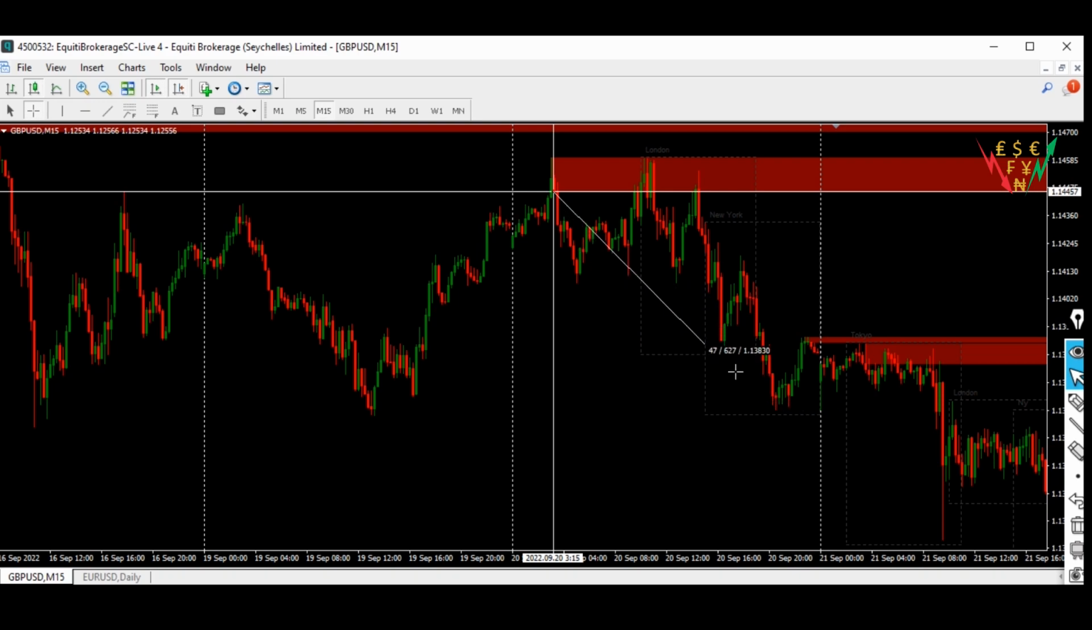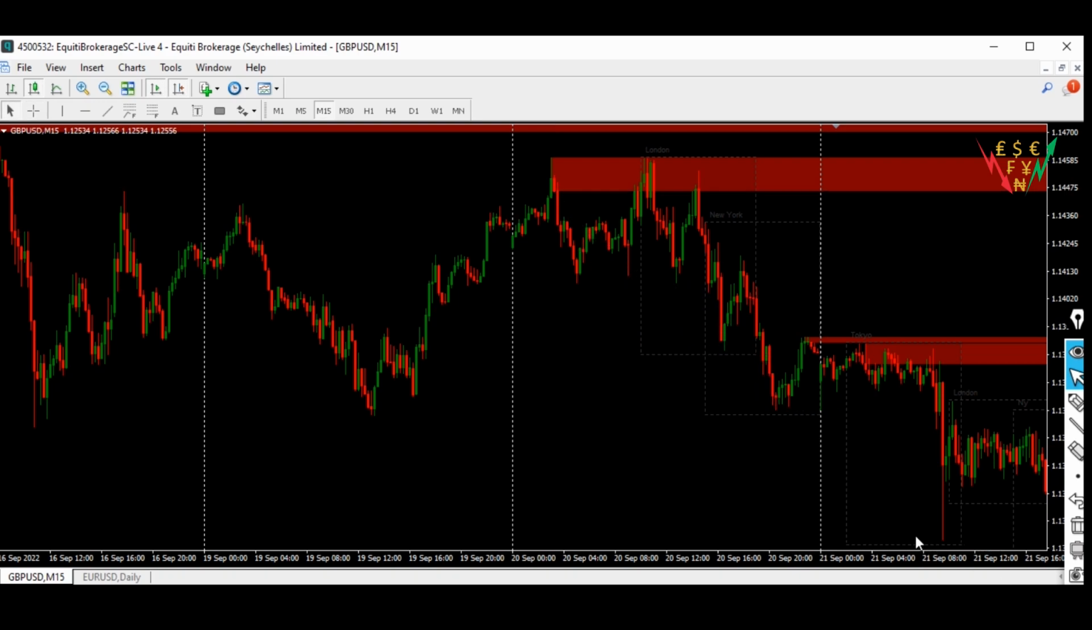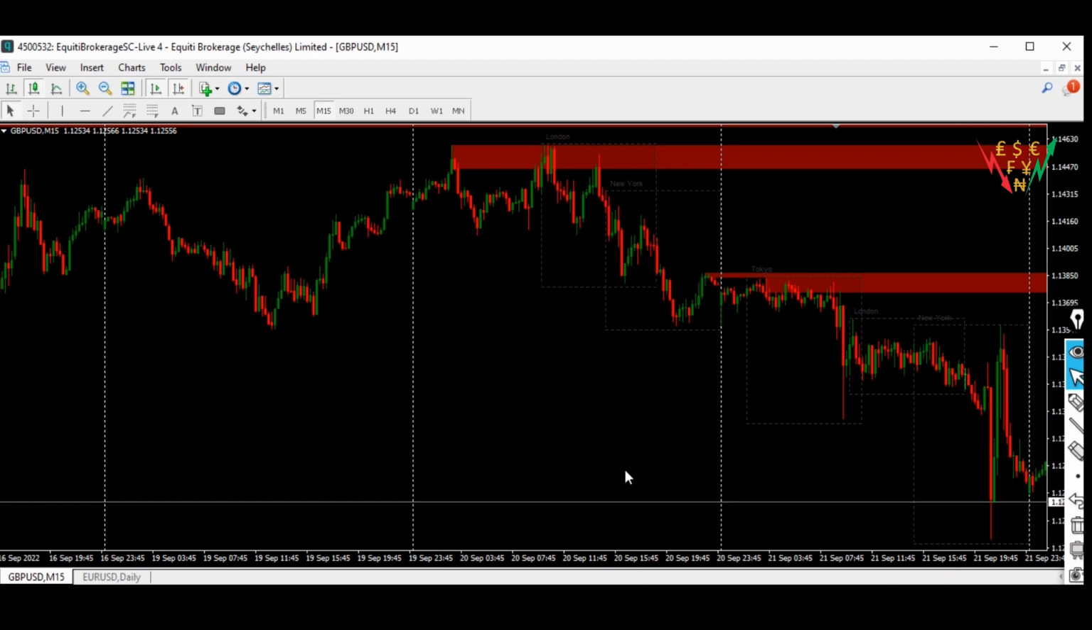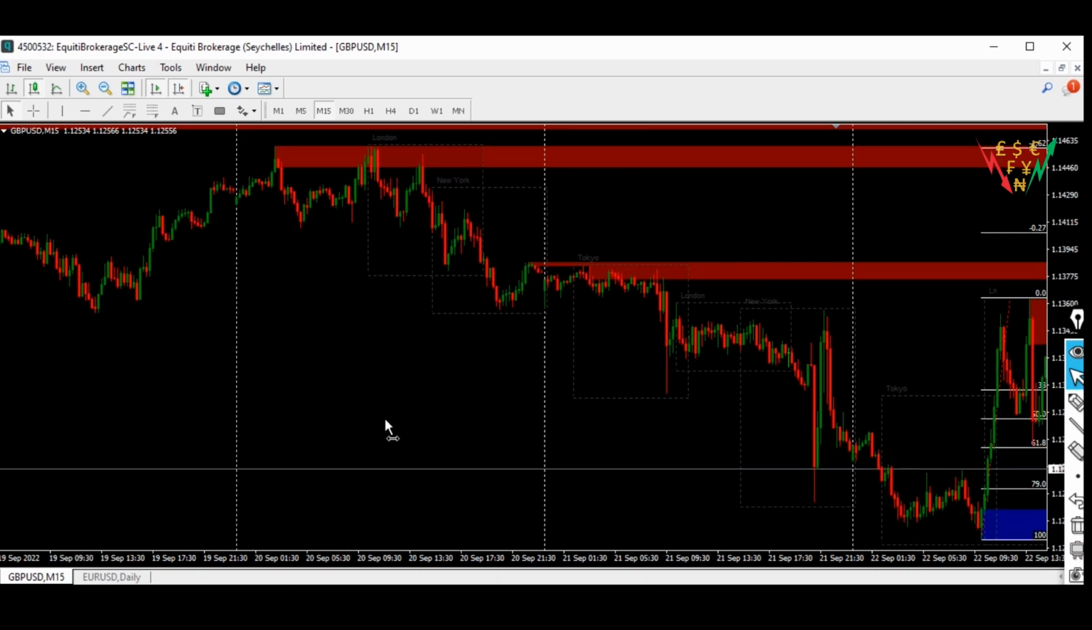But right here, you can see that it broke the structure and continued to the downside. So we're going to be sharing the exclusive 1 hour content. We'll be taking extracts of the previous content where we shared that particular concept, idea, and analysis, and we'll also be looking at the future in respect to our trading.